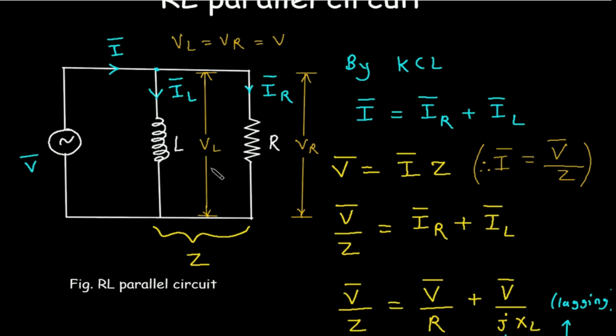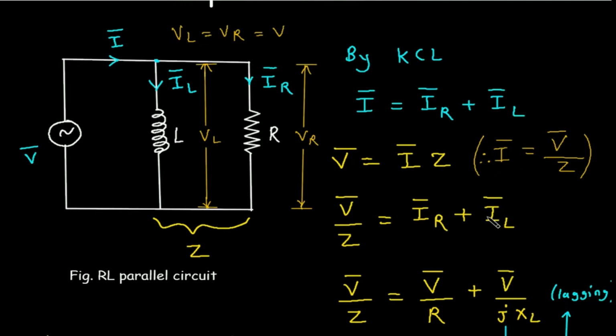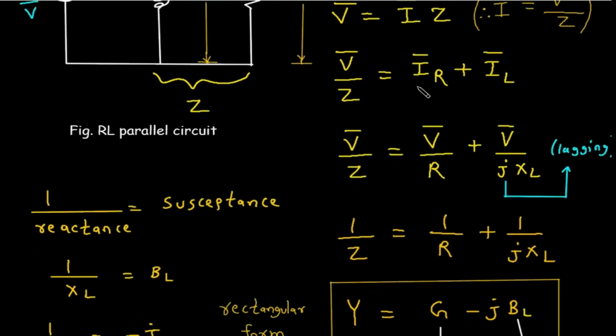Also according to Ohm's law, V phasor is equal to I phasor into impedance Z. Now from this equation, I phasor is equal to V phasor divided by Z. Now if we replace this I phasor by this value, V phasor divided by Z is equal to IR phasor plus IL phasor. Now this IR phasor is equal to V phasor divided by R, and this IL phasor is equal to V phasor divided by jXL. This 1 by j represents lagging.